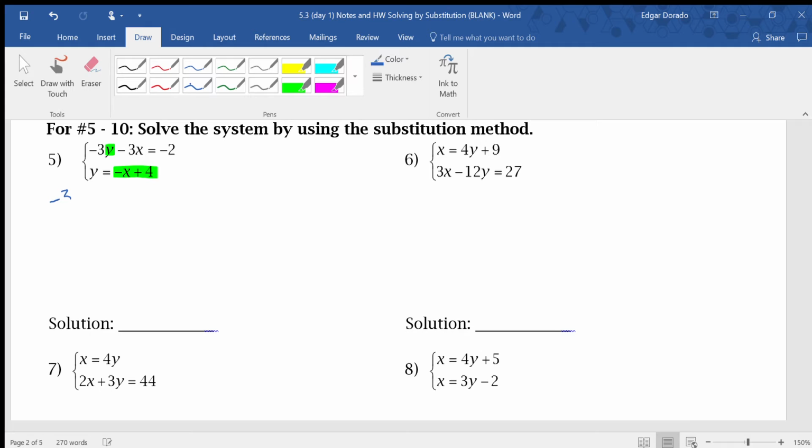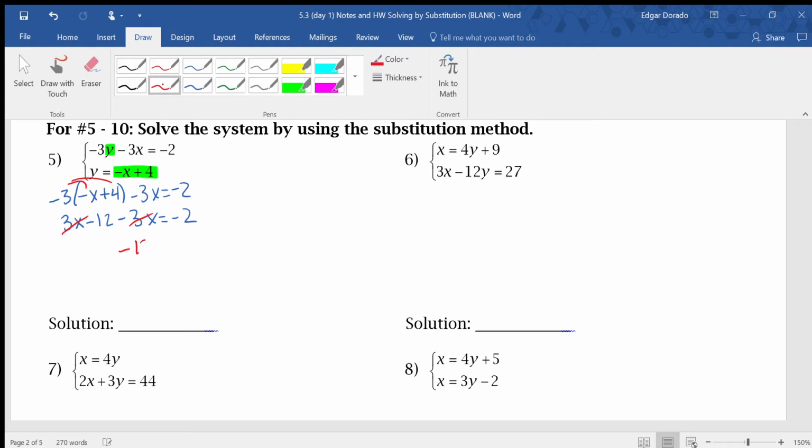We get negative 3, and instead of a y now, it's a negative x plus 4, minus 3x equals negative 2. All right, let's do a little distributing here. So we get positive 3x minus 12 minus 3x equals negative 2. All right, well, right off the bat, we're starting to see something a little strange. So let's go ahead and figure out what we can do here. Those two cancel out.